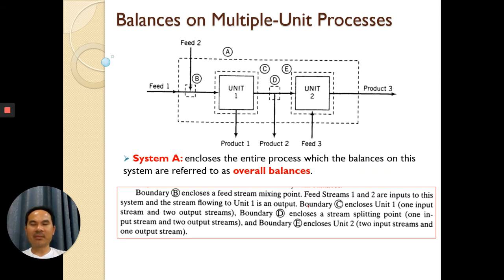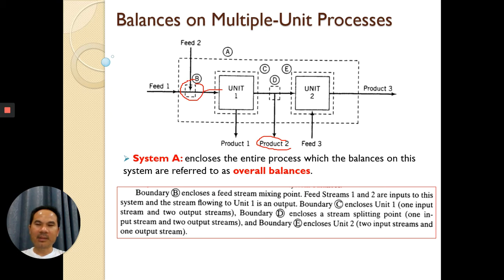For this example, we have the mixing point between feed 2 and feed 1, a mixture, and send to unit 1. For unit 1, you get product 1. And you send product out of unit 1 to a split. This is product 2. That is a separation unit. And you send to unit 2, you get feed 3 and product 3.